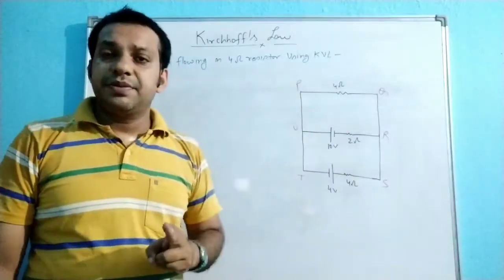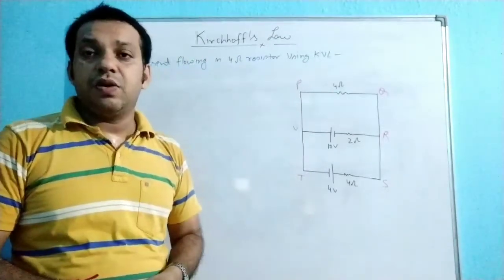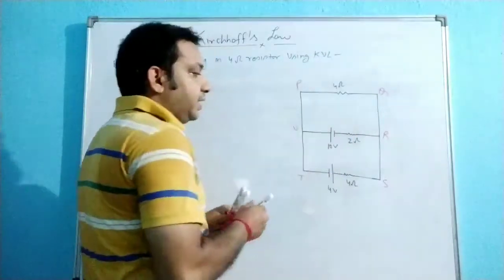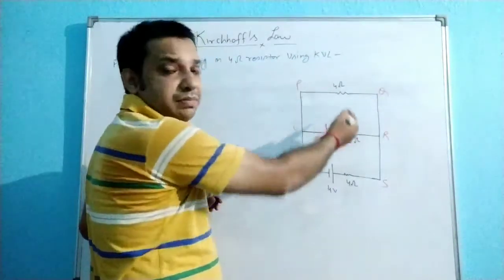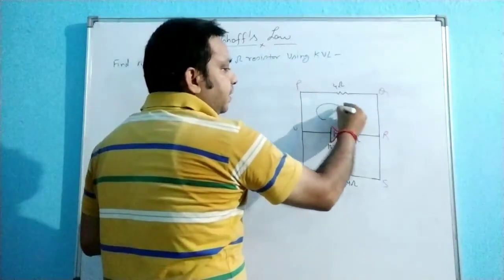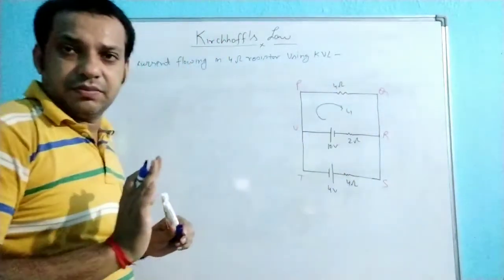The second step is what? Assume the mesh current. Second, you have to take the direction of the mesh. So here I am taking the direction of the mesh 1 current. In this particular mesh there is only one cell of 10 volt. So I am taking the mesh direction like this and giving the name of that current I1.